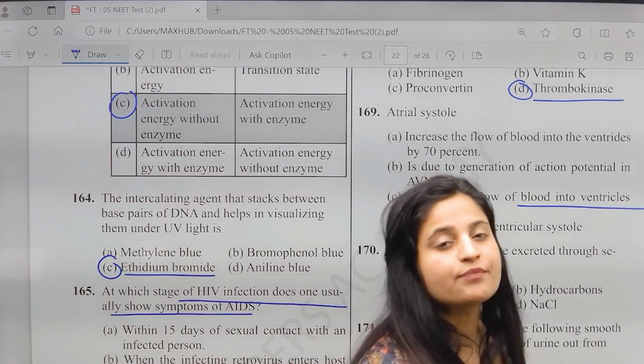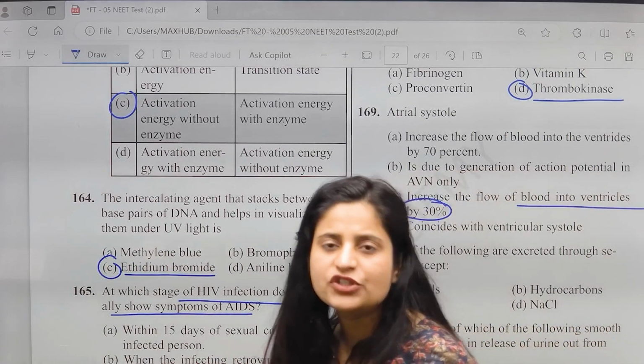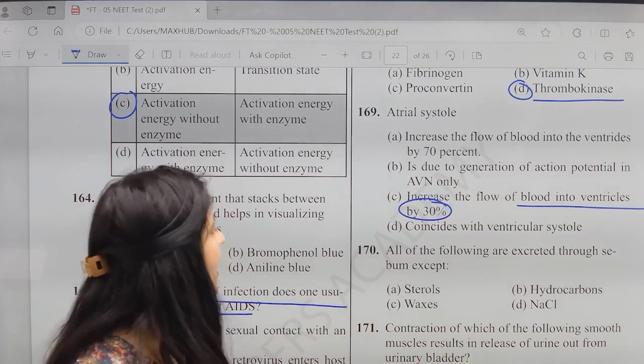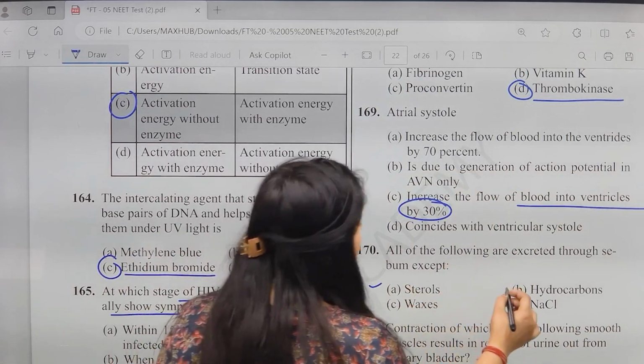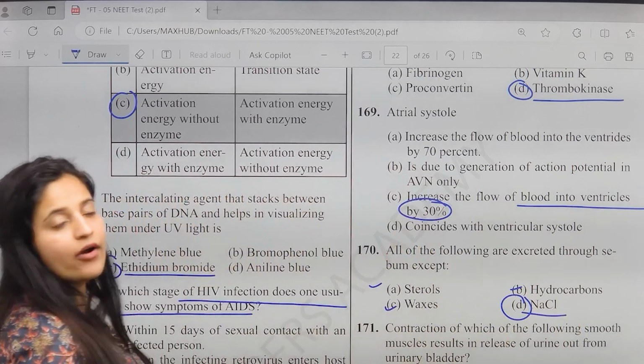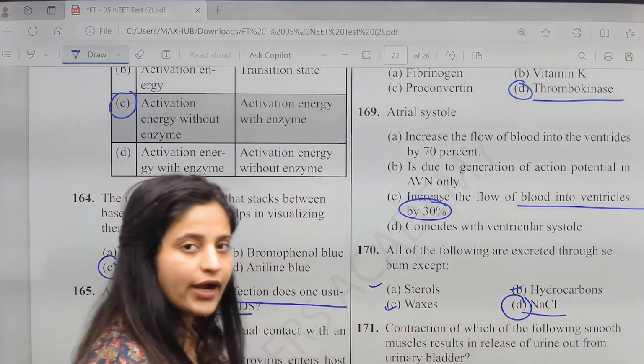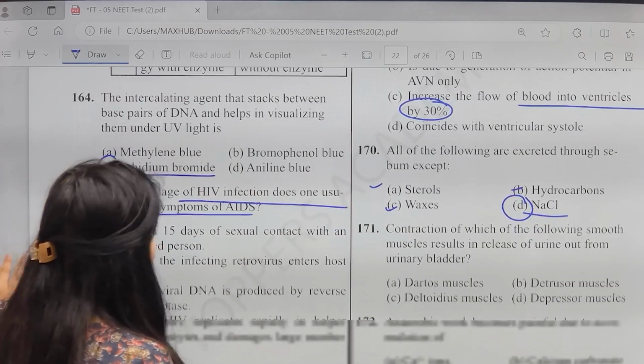The next question we have: all of the following are excreted through sebum except. Sebum is a waste which is produced by the oil gland. It contains sterols, hydrocarbons, and waxes, but it doesn't contain NaCl, because that is excreted through the sweat.